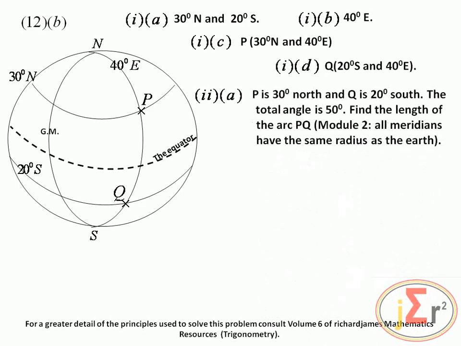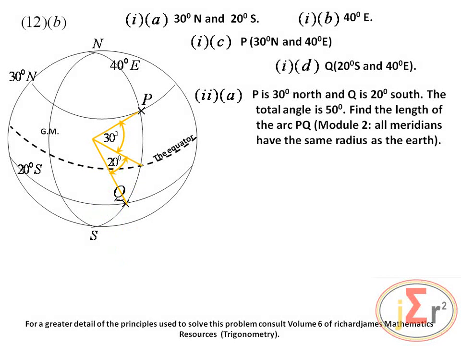P is 30 degrees north and Q is 20 degrees south. The angle is 50 degrees. So we are going to find the length of the arc PQ, and we are going to use Module 2 of Richard James Mathematical Resources on Earth Geometry. Module 2 is the formula used to determine the length of an arc.